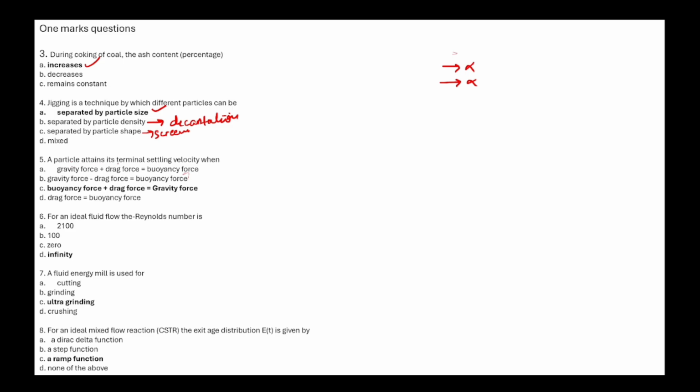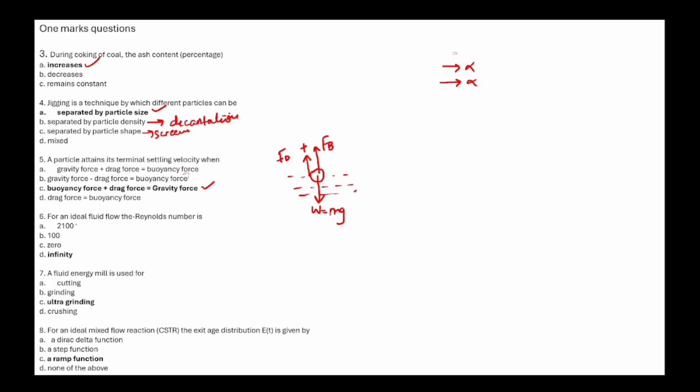A particle attains its terminal settling velocity when, okay, for terminal velocity we know that, suppose this is a particle going down in a liquid, the weight, that is mass into gravity, will act on the particle downwards. A drag force will act upward and the buoyancy force always acts upward. So the balance will be drag force plus buoyancy force equal to gravity. So buoyancy and drag is equal to gravity.